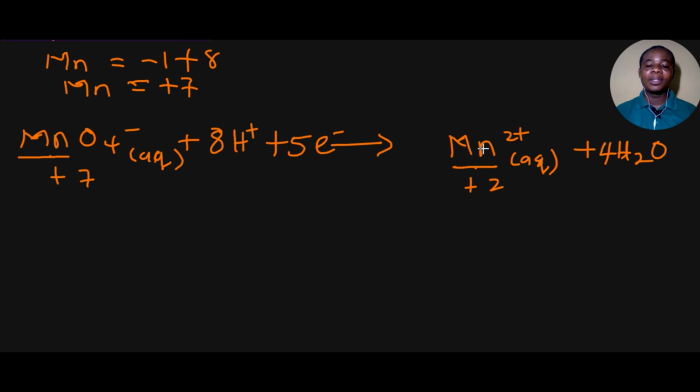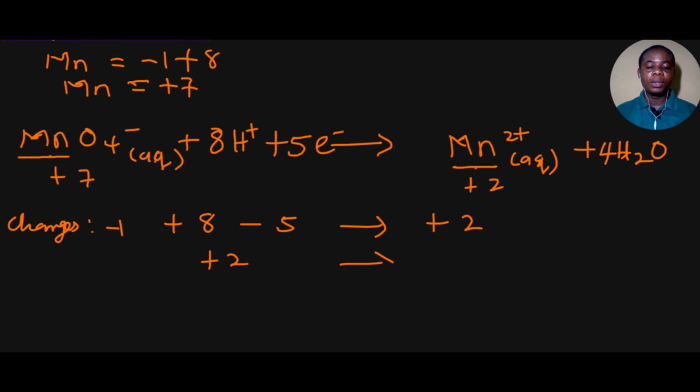So after balancing the atoms, we need to balance the charges. In balancing the charges, this is -1, -1, this is +8, this is -5, -5. Would that give us +2? Because manganese is +2 here, +2. So let's check if everything is balanced. This is -1 + 8, that is 7. Then 7 - 5 is +2. So we have +2 here, going to +2 here. That shows that the equation is balanced.